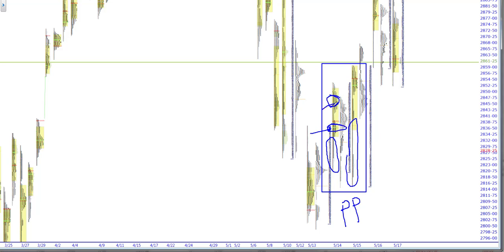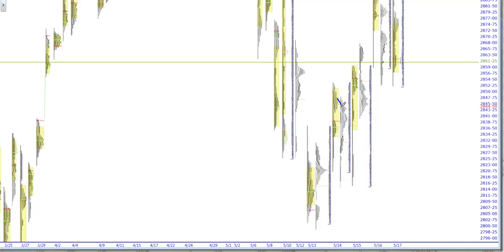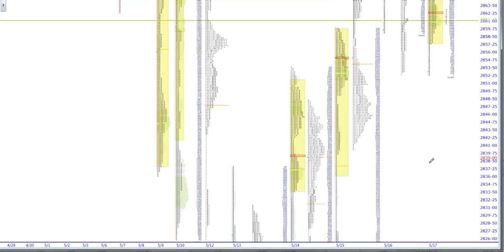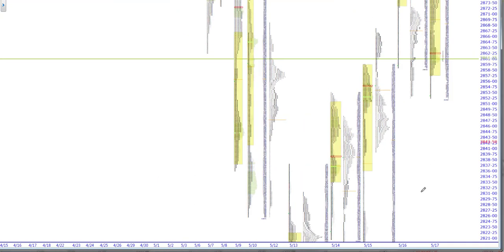Why wasn't it up here? Here's the widest point of the profile. It would make sense that it would actually be right here, but it wasn't. The big volume was actually right here. The next day, P formation again, and really poor structure in that you have lots of single prints. Whenever the profile is broken up by single prints in the middle, that signifies emotion and people just covering shorts in a panic, and they're not really thinking, and it is not indicative of longer term buyers.